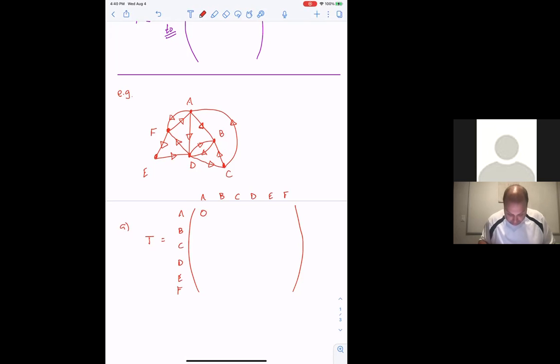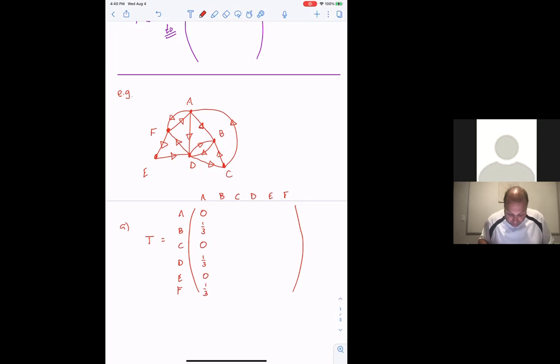A can go to B. And A can also go to D and F. A can go to B, D, and F. So there's a 1/3 chance it goes to B, a 1/3 chance it goes to D, and a 1/3 chance it goes to F. And there's no chance it goes to C or E.